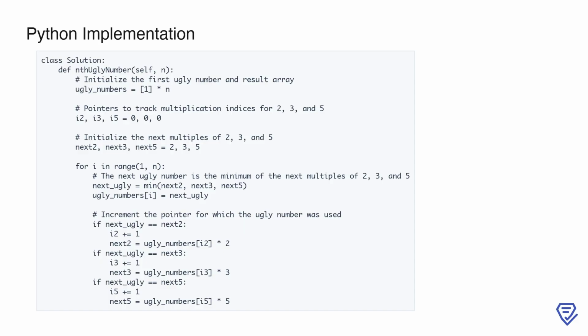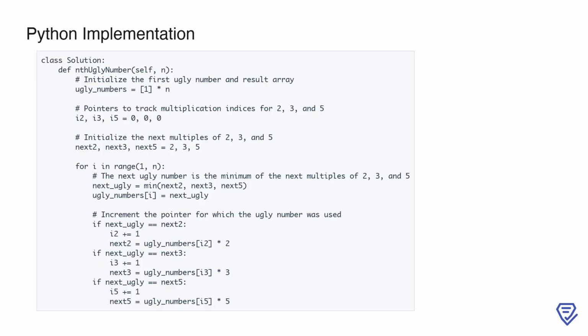Next, we set up 3 pointers, i2, i3, and i5, to track the positions where the next multiples of 2, 3, and 5 will be calculated. Initially, all these pointers are set to 0. Additionally, we pre-compute the next multiples of 2, 3, and 5 by setting next_2, next_3, and next_5 to 2, 3, and 5 respectively. Now, using a for loop, we iterate from 1 to n-1 to compute each ugly number.